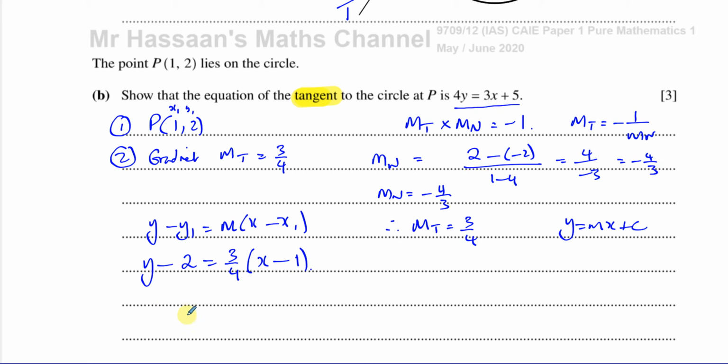Because we want to have it in this form here, where you see they are integers, what I'm going to do is multiply both sides of the equation by 4 at this stage. This will give me 4y minus 8 equals 3 times x minus 1, 3x minus 3. Multiplied by 4, the 4 cancelled out, I'm left with 3, so 3x minus 3. And 4y minus 8 equals 3x minus 3.